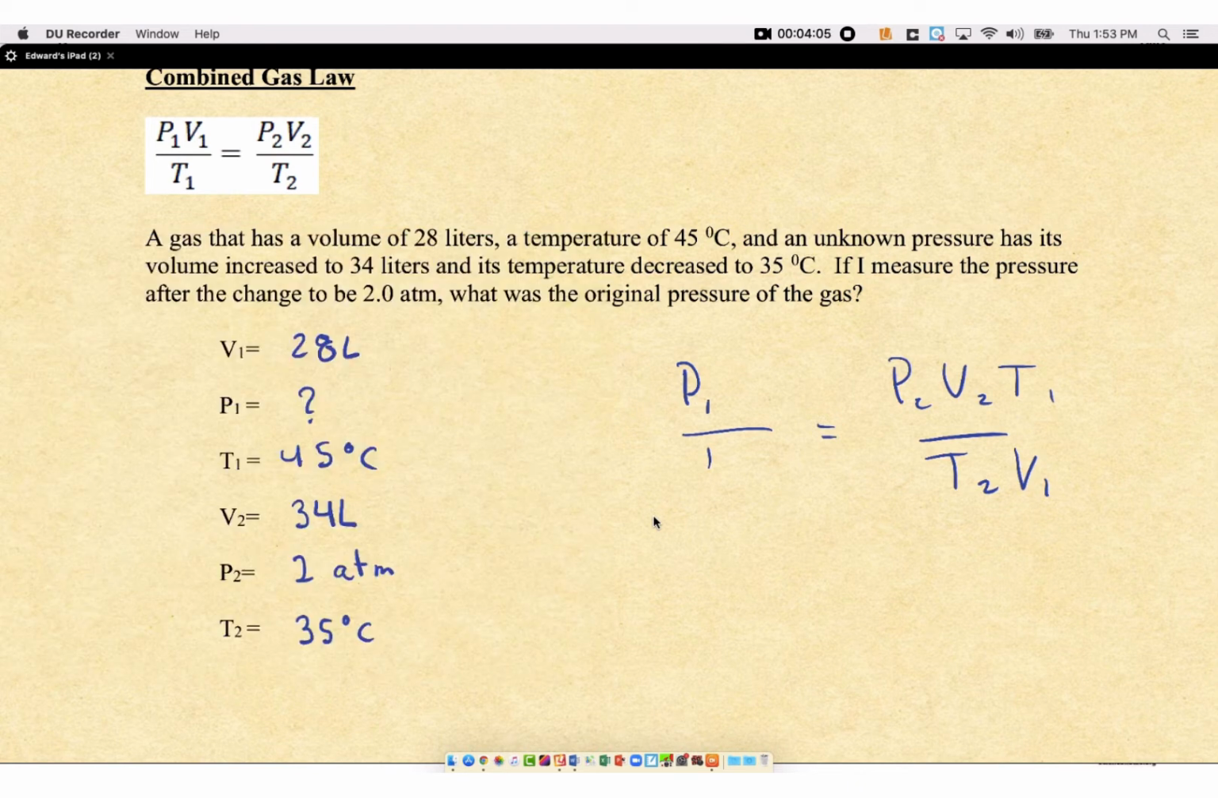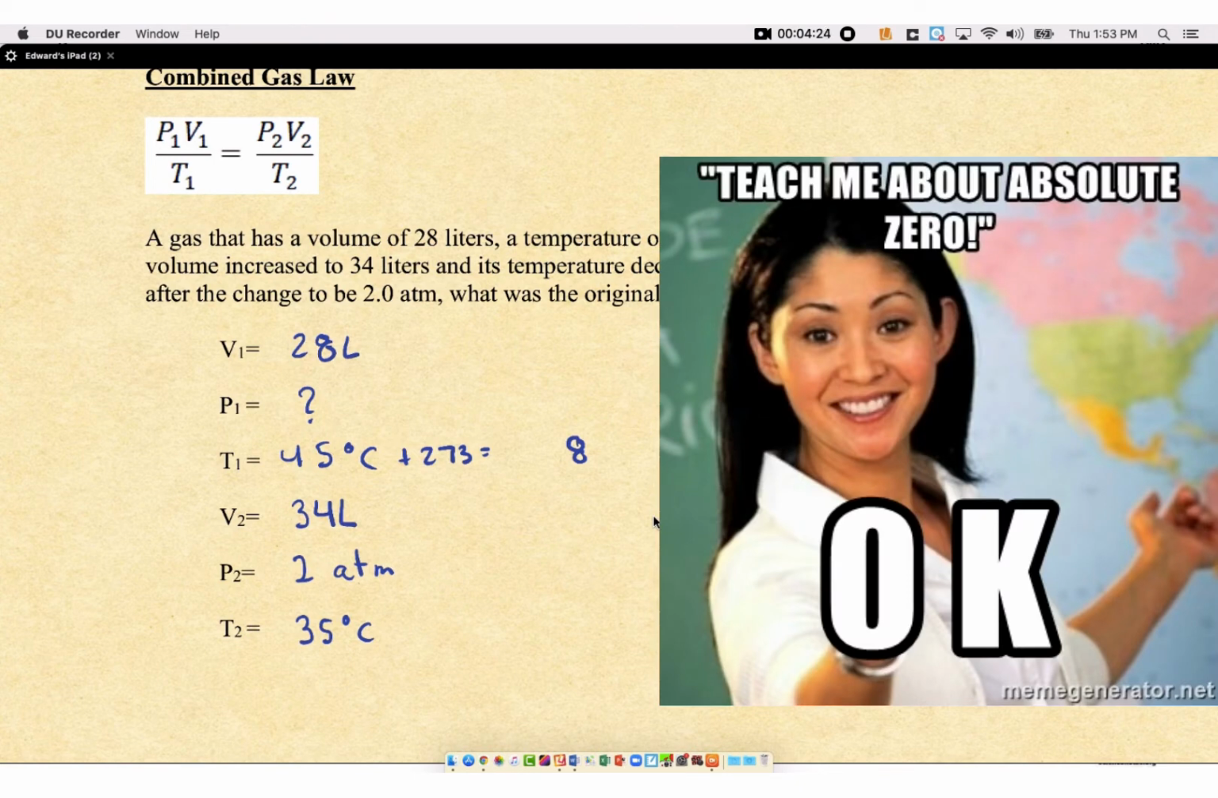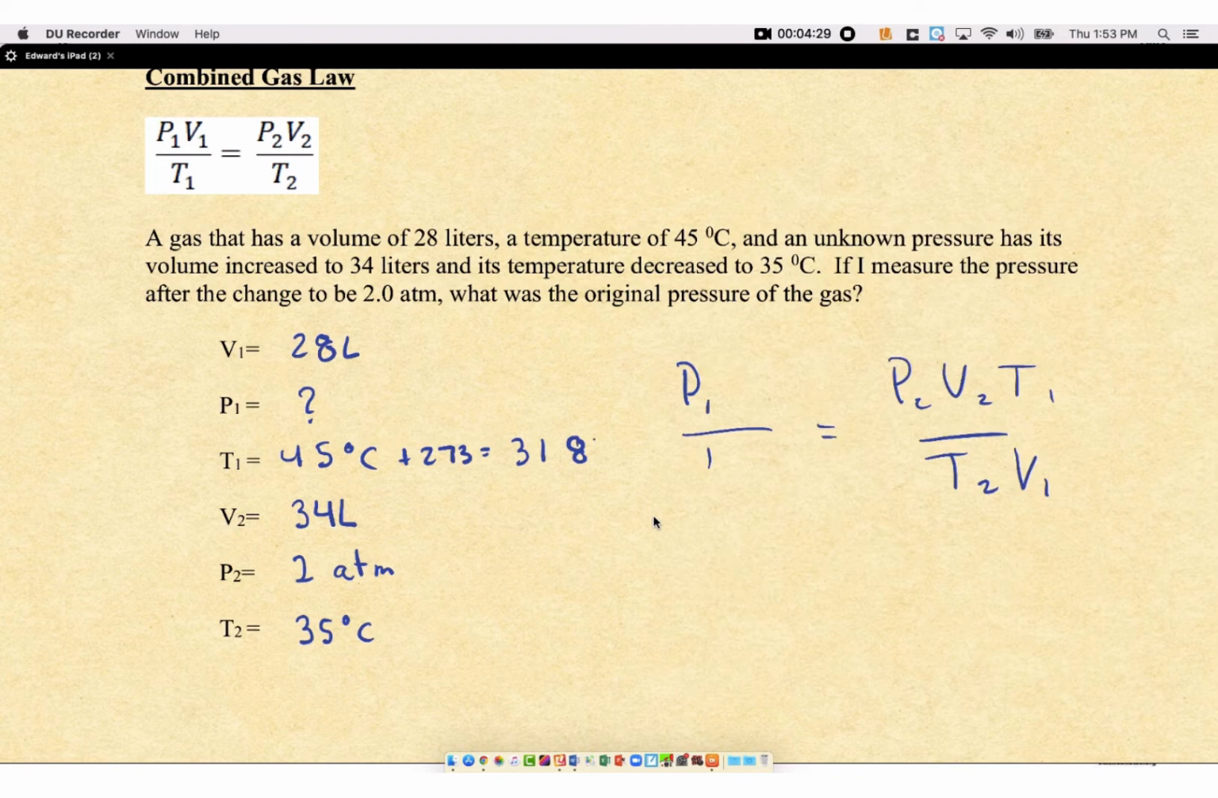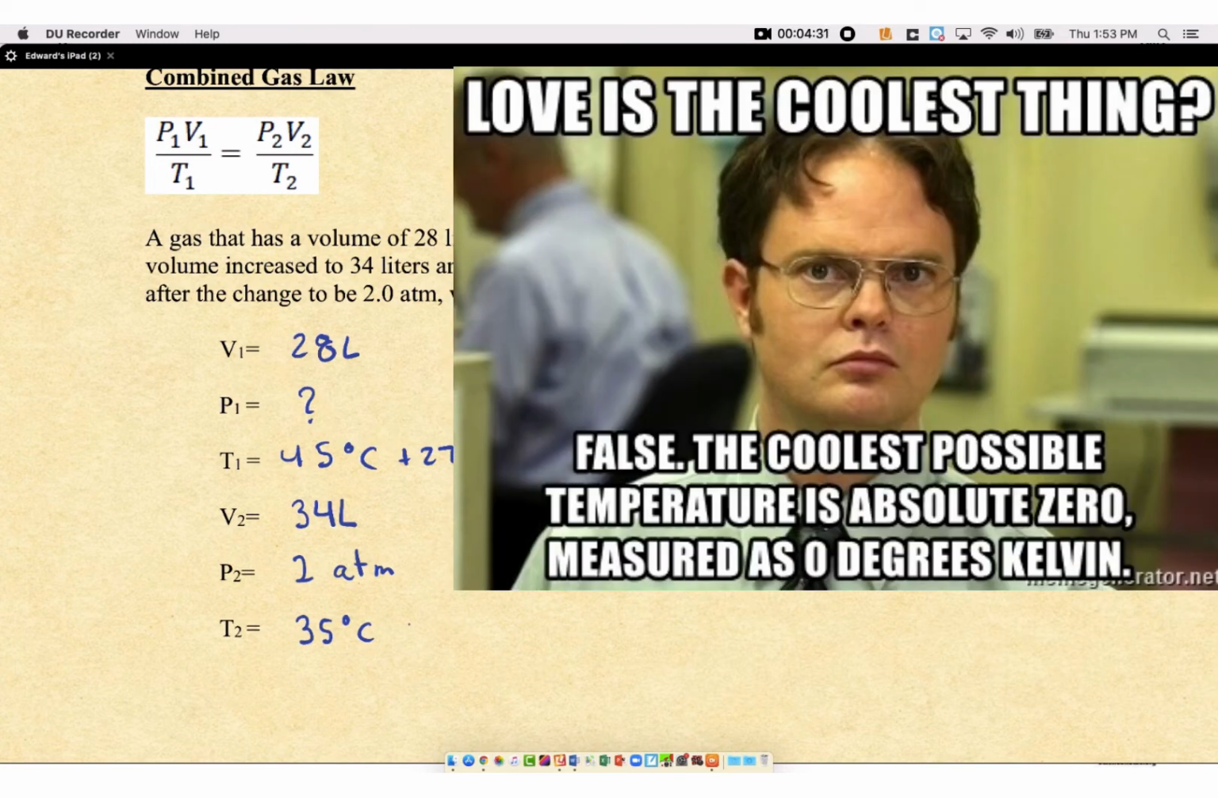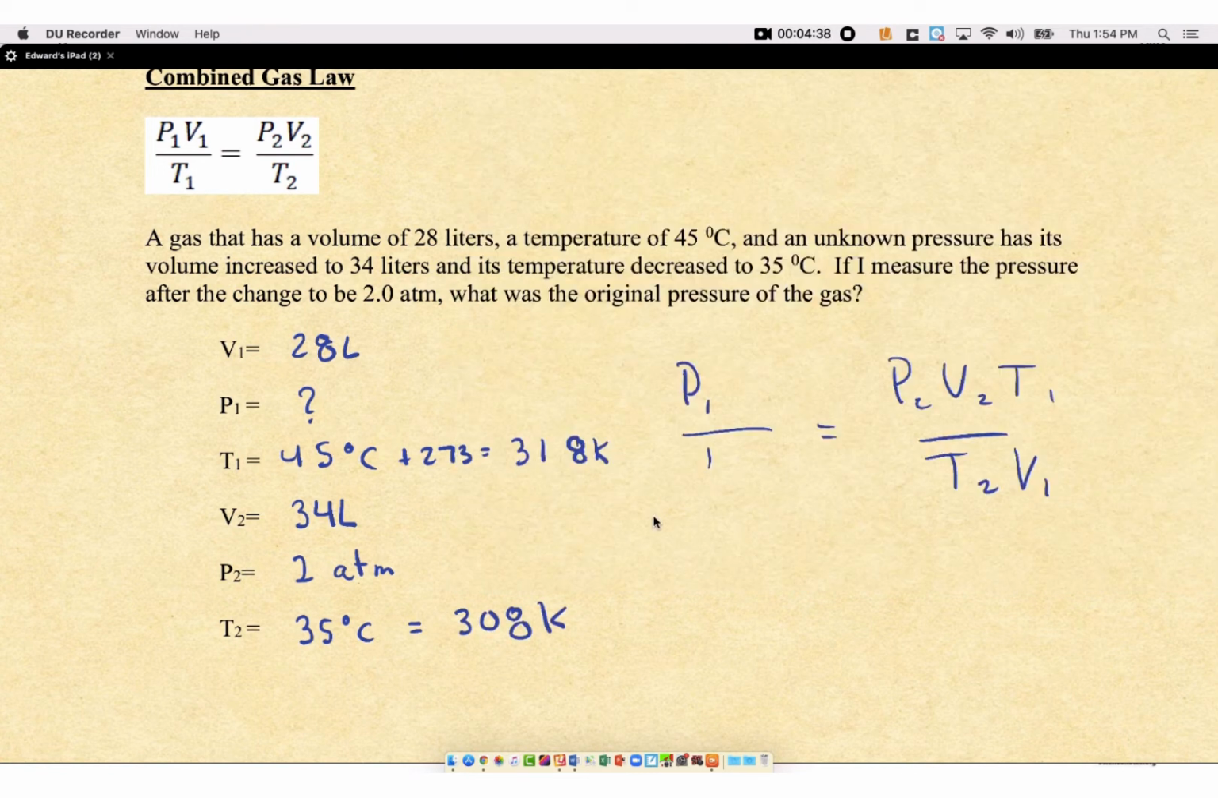All right, we have to change our temperature. So we're going to add 273 to both of these and change our Celsius into Kelvin. Why don't I just get my calculator out? It's been a long day. 273 plus 45 equals 318. And I'm going to do the same down here. It's going to be 308, right? And I think I'm ready.